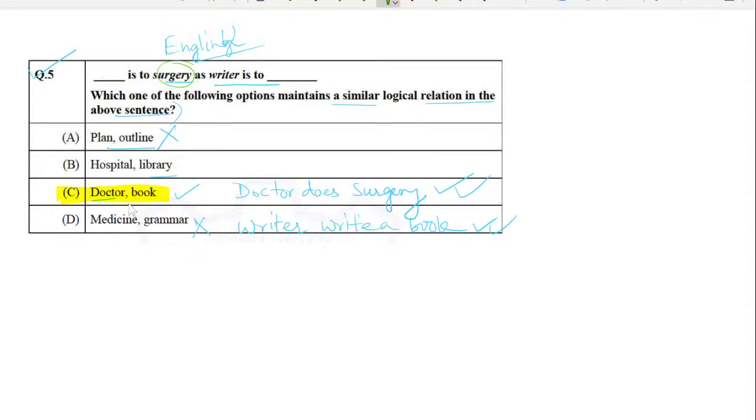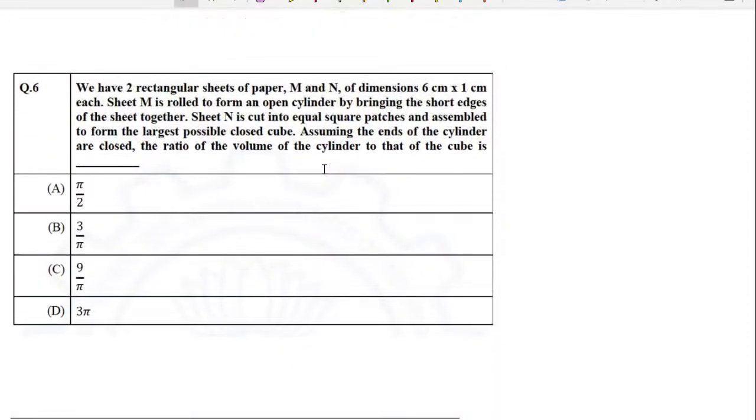The correct option, the more logical answer, is option number C here. Okay, A and B are incorrect. Now we go to question number 6. Questions 6 to 10 each carry 2 marks, so the total marks for 6 to 10 is 10, and for 1 to 5 the total marks is 5.